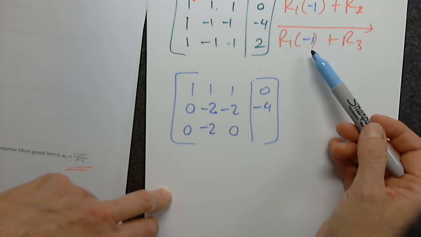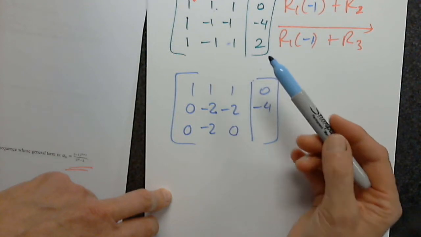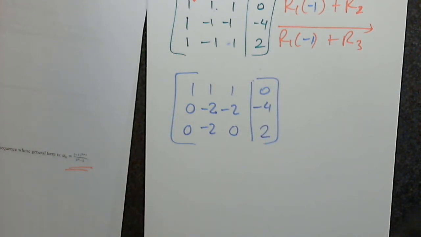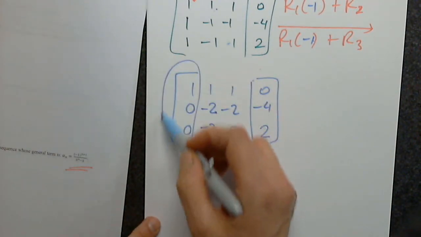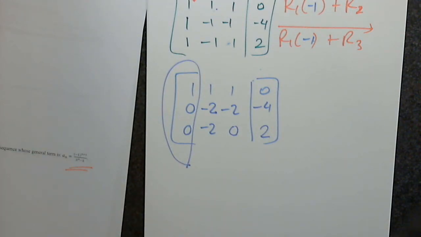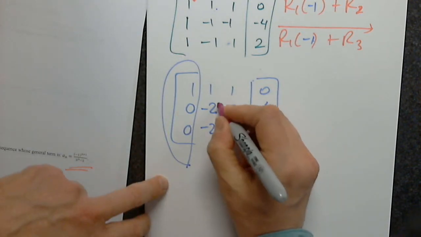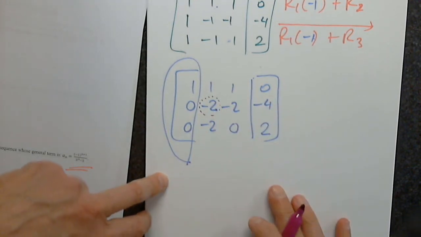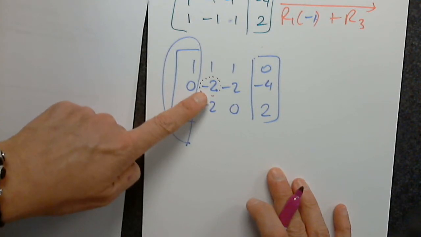0 times -1 plus 2. 2. We accomplished this. Where am I now? And I cannot deviate from that. You have to get that center -2 to be a 1. Good. How do I make this into a 1?